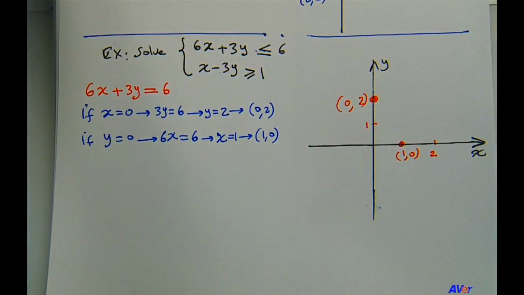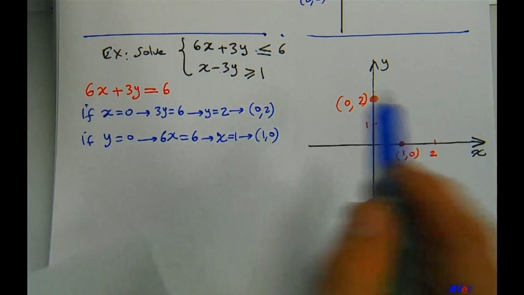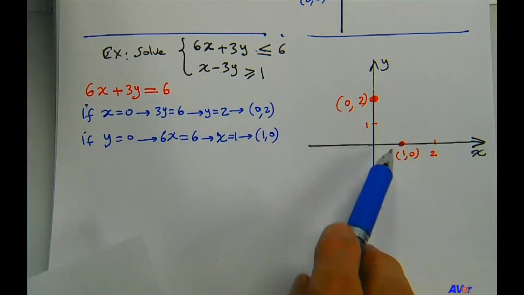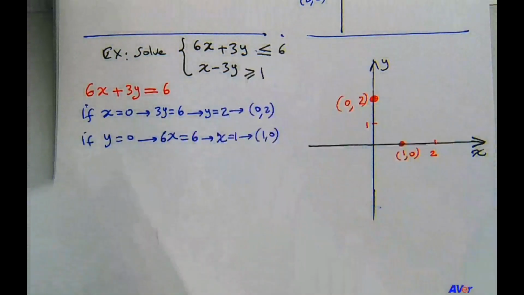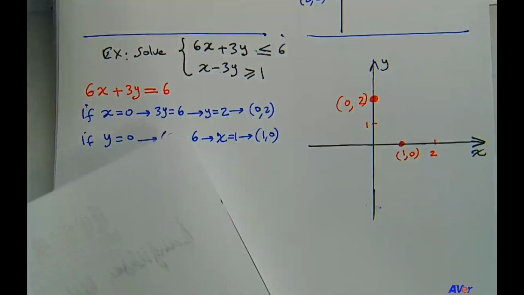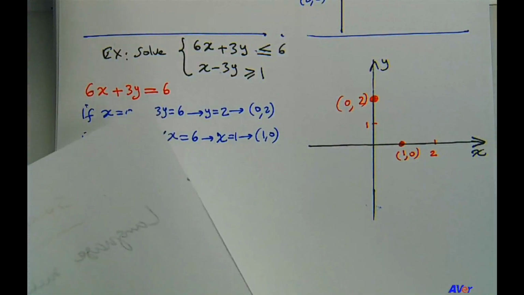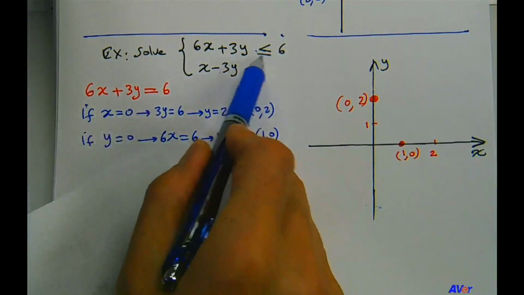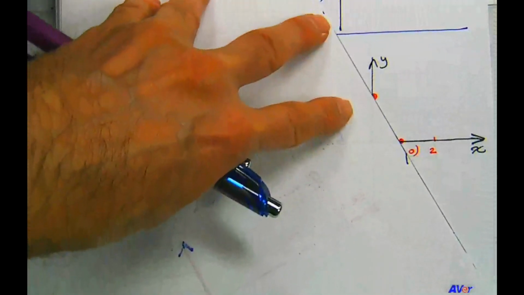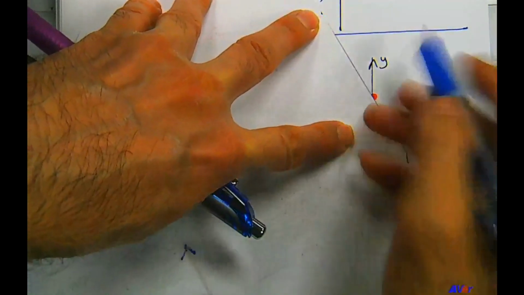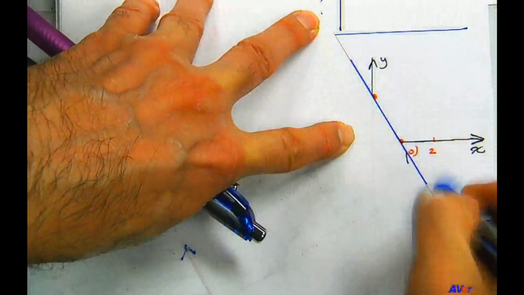Should it be dashed or solid? Can you answer that on your own? What should this line be, dashed or solid? It should be solid because of the equality that we see underneath it. So the boundary line itself can be part of the solution. That's the meaning of that equality under the inequality. So I'm going to draw a solid line through those 2 points.